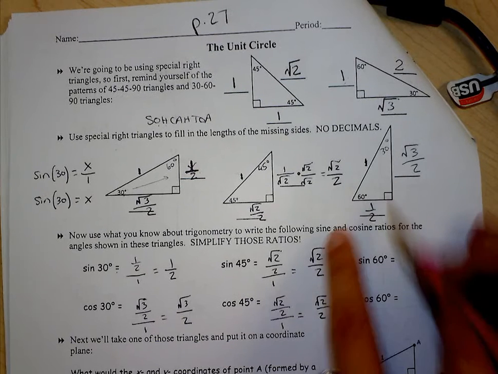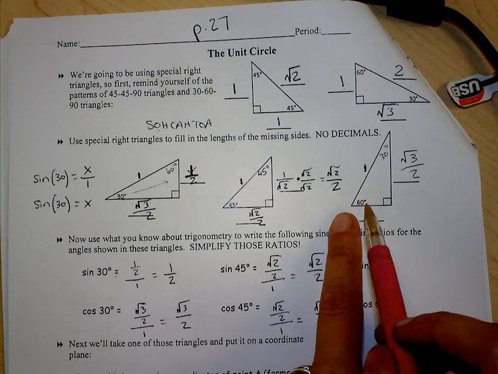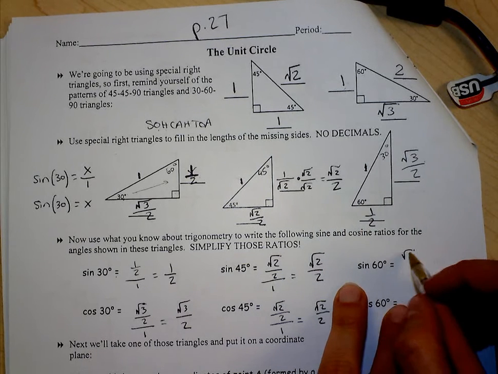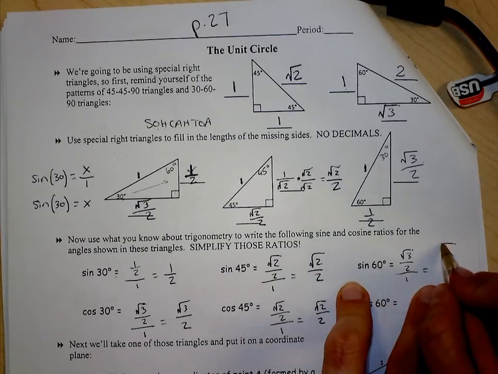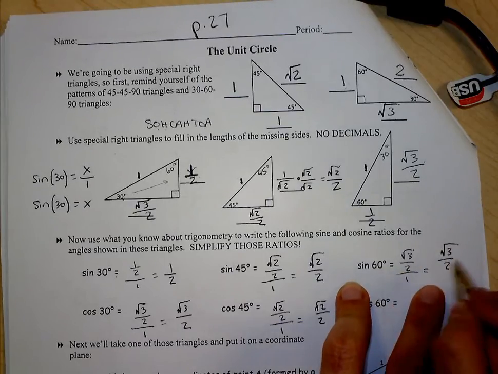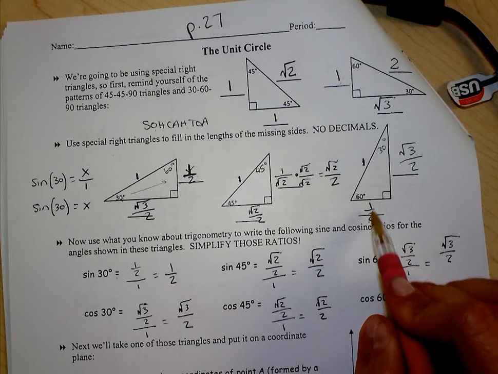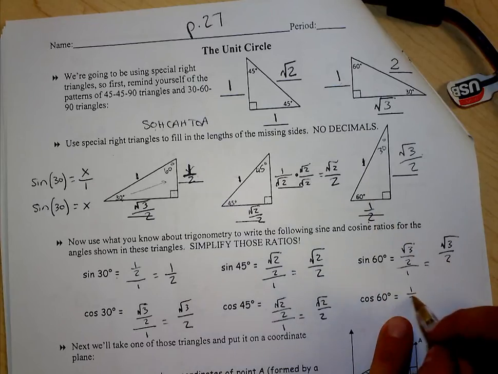All right, so now to this triangle. Sine of 60 degrees, opposite over hypotenuse. So square root of 3 over 2 divided by 1 is just square root of 3 over 2. Cosine of 60 is the adjacent over the hypotenuse. So that's going to be 1/2 divided by 1, which is just 1/2.